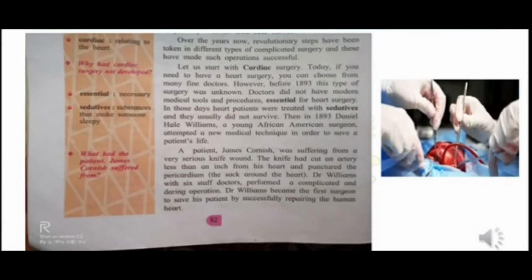A patient known as James Cornish was suffering from a serious knife wound. The knife had cut an artery less than an inch from his heart and punctured the pericardium, the sac around the heart. Dr. Williams, with six staff doctors, performed a complicated and daring operation. Dr. Williams became the first surgeon to save his patient by successfully repairing the human heart.